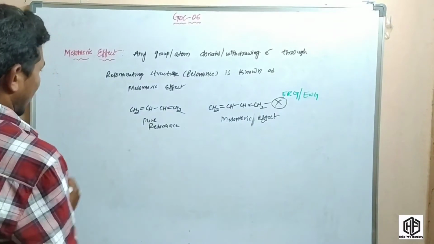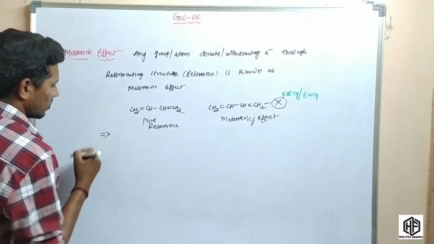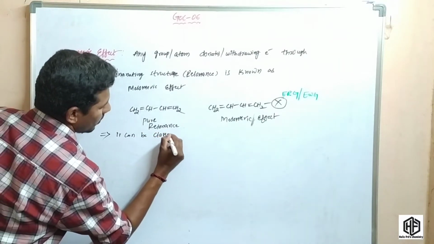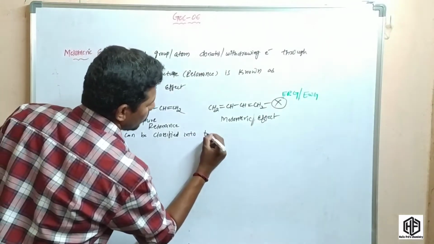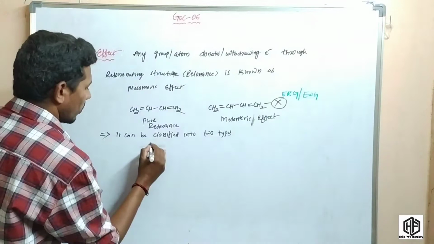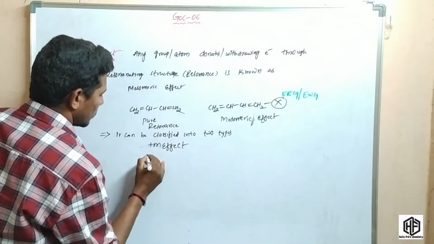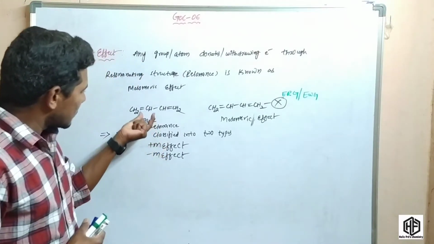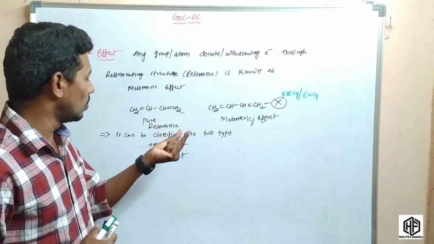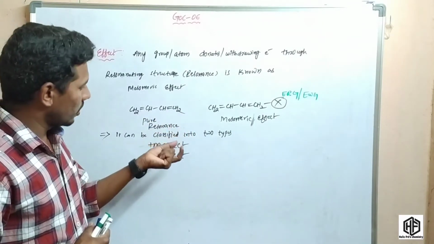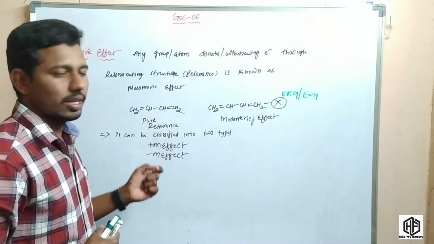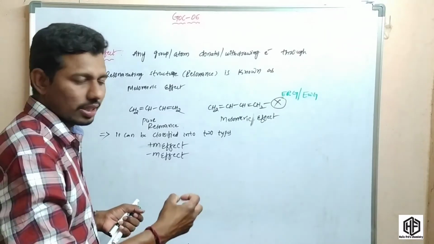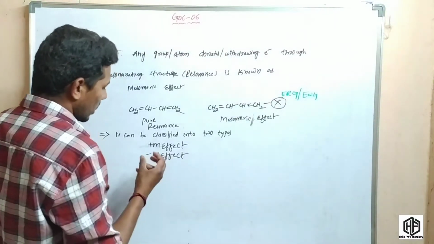Next point: the Mesomeric effect is classified into two types. One is plus M effect, another one is minus M effect. What is plus M effect? What is minus M effect? When the resonating structure is connecting with an electron releasing group, that organic compound causes plus M effect. When the resonating structure is connecting with an electron withdrawing group, that resonating structure causes minus M effect.